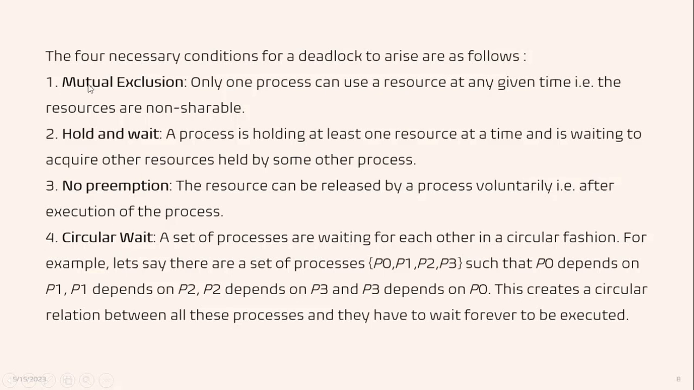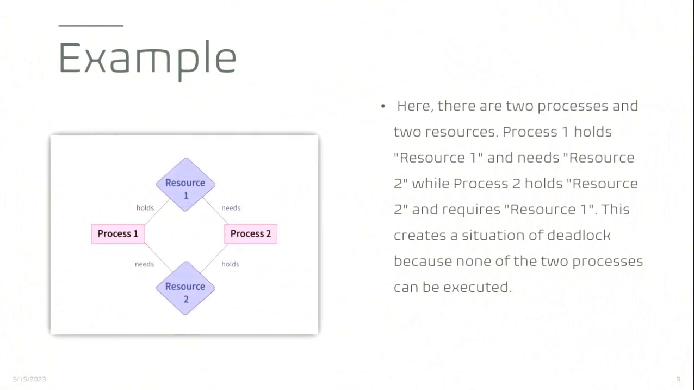Now without all these four conditions, deadlock won't occur. So we need all these four conditions compulsorily to get into the situation of deadlock, or for the operating system to get into the situation of deadlock. Let's take an example to understand how these four conditions are necessary for deadlock.